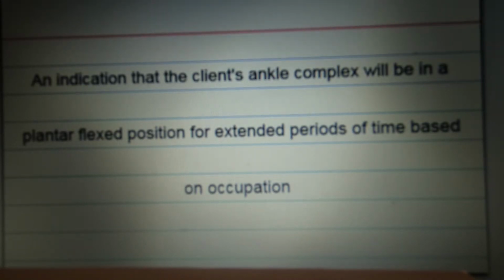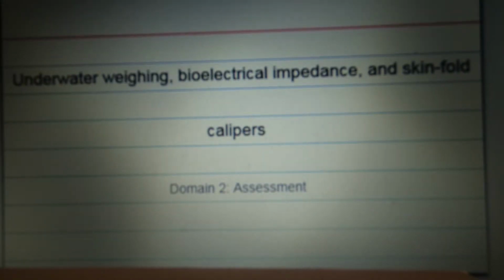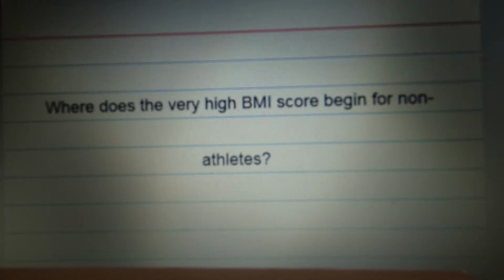An indication that the client's ankle complex will be in a plantar flexed position for extended periods of time based on occupation. Wearing dress shoes. What are some methods for measuring body fat? Underwater weighing, bioelectrical impedance, and skin fold calipers.